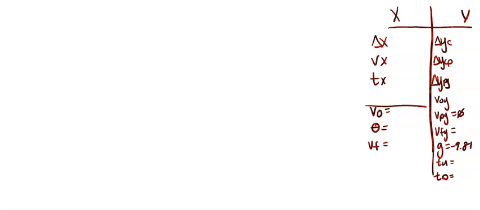So the X table on the side always has the same things. There's never a change. So we're going to have our delta X, our Vx, and our Tx, and then our Y side has all those other variables. And then we have our totals. So we're going to have our overall initial velocity, our angle, and then our overall final velocity.